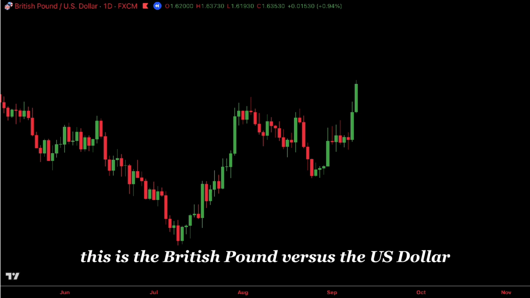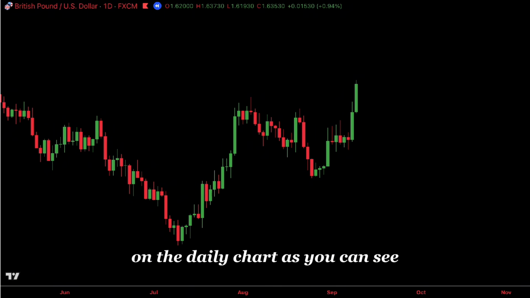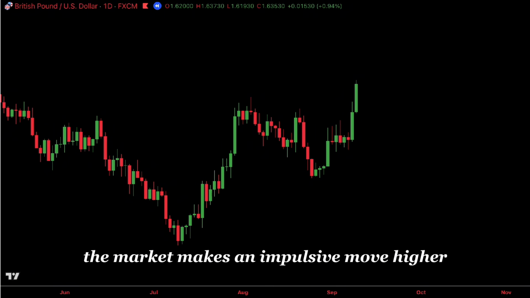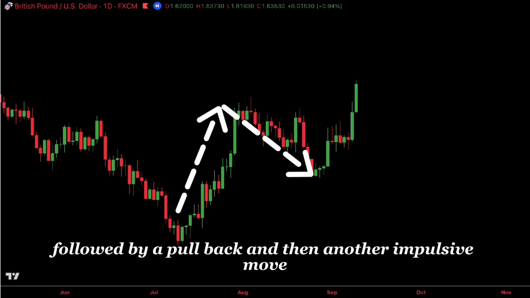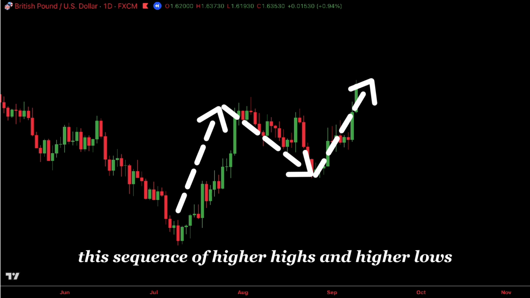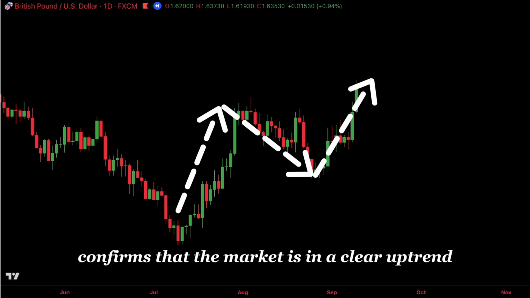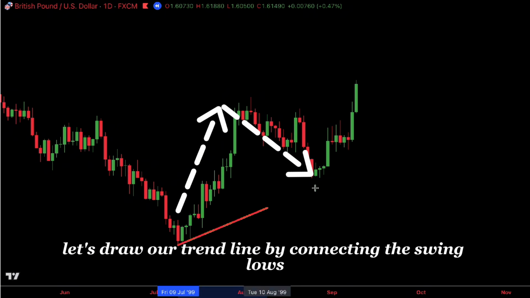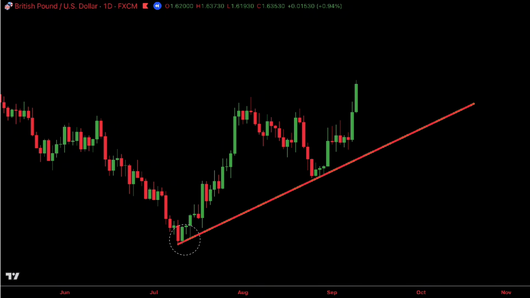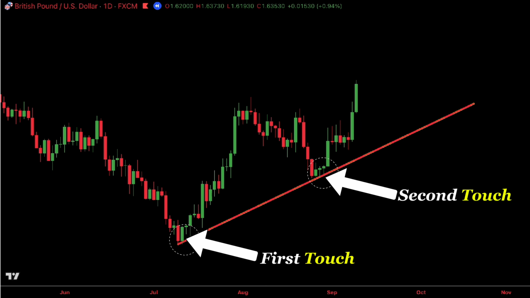This is the British pound versus the US dollar on the daily chart. As you can see, the market makes an impulsive move higher, followed by a pullback, and then another impulsive move. This sequence of higher highs and higher lows confirms that the market is in a clear uptrend. Now let's draw our trend line by connecting the swing lows. Here is the first touch, and here is the second touch. Let's see what happens next.